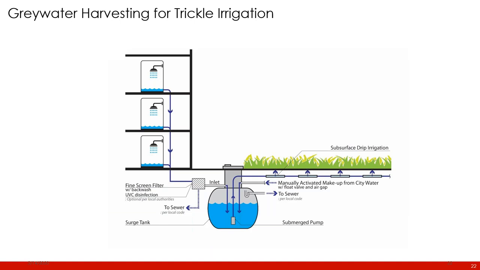We can harvest gray water directly for trickle irrigation. And in this case, we have a surge tank. You can see that the intent of this surge tank is not to store the water. It just recognizes the fact that the incoming gray water does not come in a steady stream. Rather, it may come in a big rush in the morning when people are taking showers. And your submerged pump wants to deliver water to the irrigation system at a constant rate. So the surge tank merely smooths out the surges in intake to the system so that the provision of irrigation to the soil can be more constant.